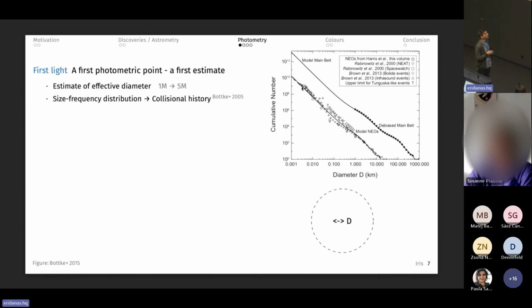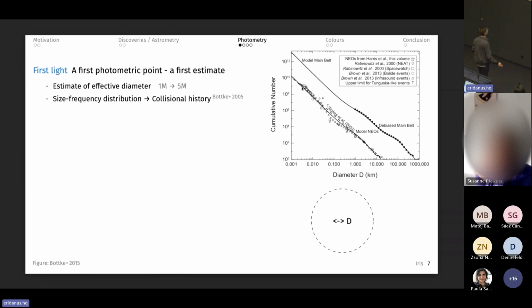We have different models for these. And the thing that we can study with size frequency distributions, for example, is collisional history. So you assume that there was a number n of large planetesimals in the beginning, and that these then collide and erupt. And the question is, how many smaller objects are we going to have? And with LSST, we're going to go here into the 100-meter range for these models to verify. This is the very first photometric measurement.